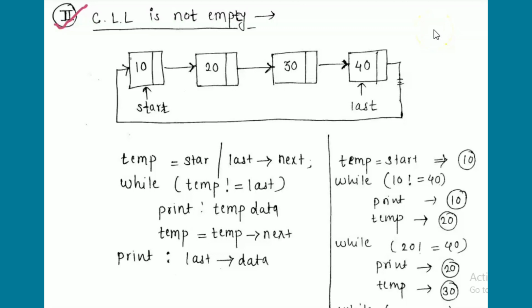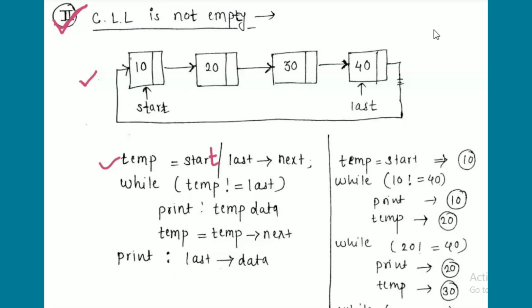Now we will check how to traverse a circular linked list if it is not empty. Here I am considering a circular linked list with 4 nodes, where 10 is the start of my linked list and 40 is the last node. Also, 40 is connected with the start, that means last next is equal to start. Now I want to traverse this linked list. For traversing, I will use a temporary variable that will point to the start of my linked list.